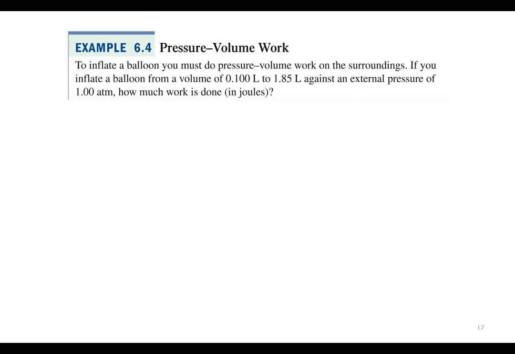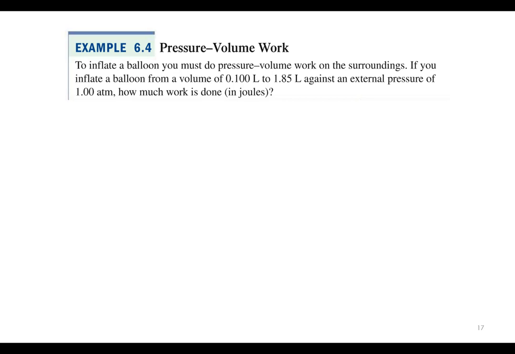So you're doing pressure volume work. If you inflate a balloon from a volume of 0.1 liters to 1.85 liters, apparently that's a good sized balloon for your party, against an external pressure of 1 atmosphere, we must be having this party on Earth. How much work is done in joules?